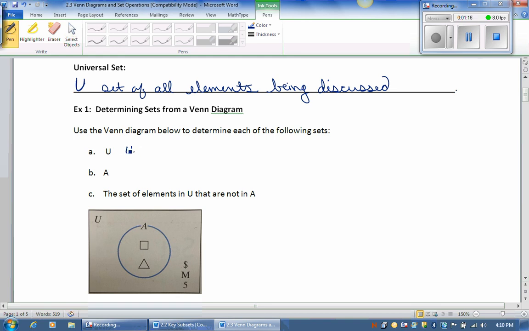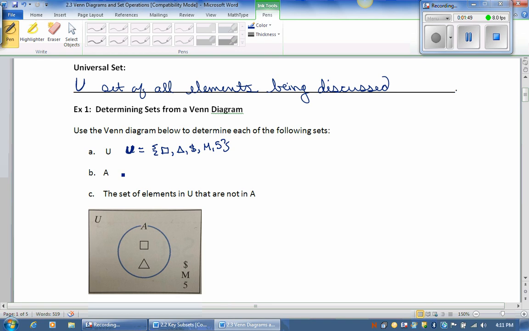So the universal set in math is an equals, and we're going to list them all, roster method, right? So we've got a square, and we've got a triangle, and a dollar sign, and an M, and a 5. This A represents this kind of grouped value here. It's not actually an element in the set.